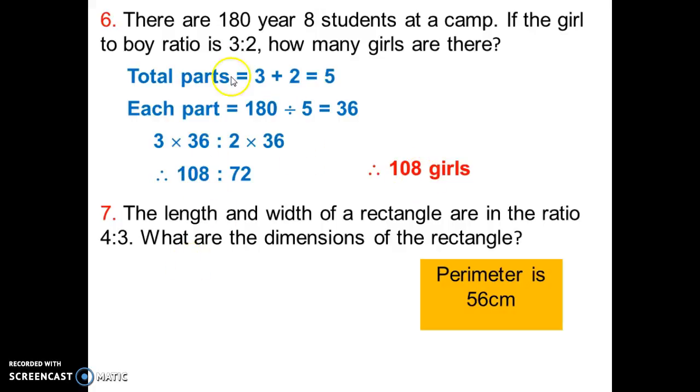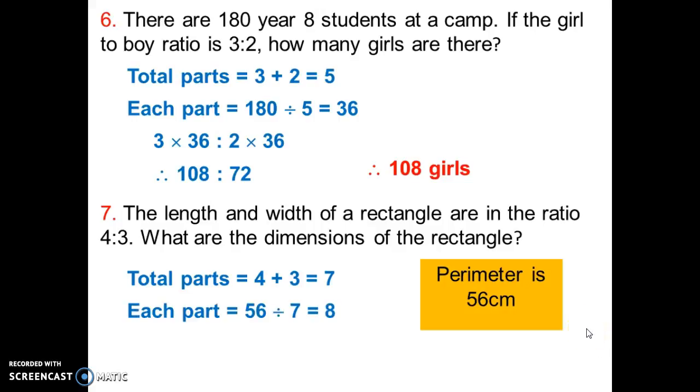You can do this with a range of different things, also in measurement. So the perimeter of this rectangle is 56. And the ratio of the sides is 4 to 3. What are the dimensions of the rectangle? So what's the length and the width of the rectangle? So the total parts is 7 when you add the 4 and 3. Each part is worth 8 centimetres because you've got 56 divided by the 7 parts. So then I would get 4 lots of 8 and 3 lots of 8, splitting the ratio. So it would be 32 to 24.